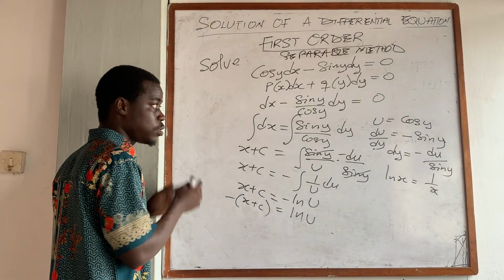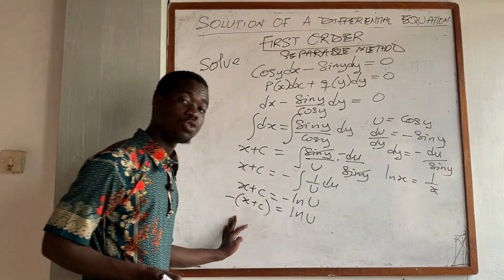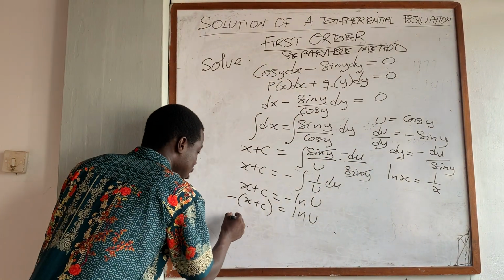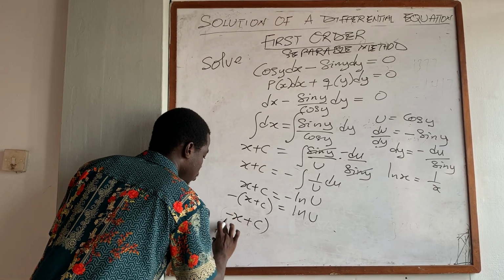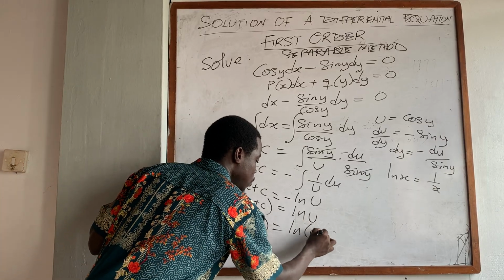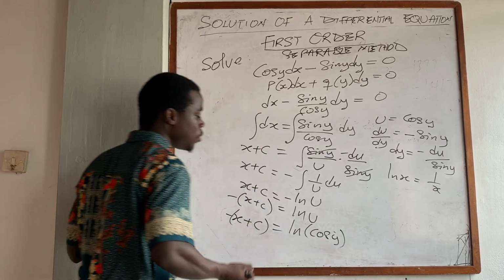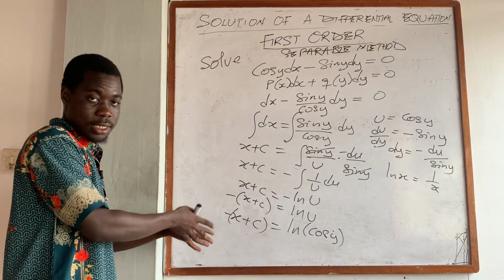So what is u? Because from the question, we don't have any u. Now, our u, we said u is equal to cos y. So I will bring that one there. I will get negative x plus c, sorry, plus c is equal to ln cos y. We are looking for the solution. That means I want to make y the subject for this equation.